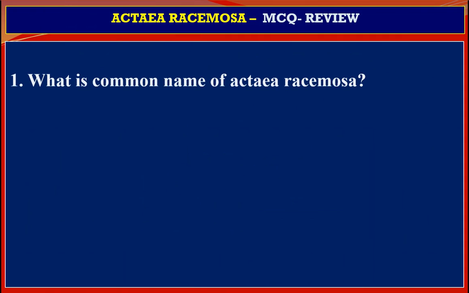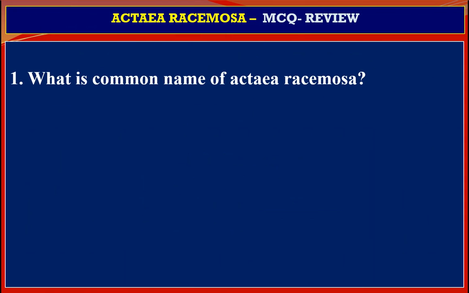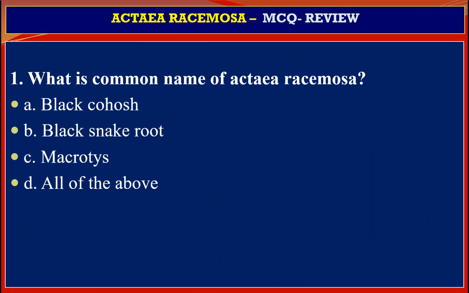The first MCQ is, what is the common name of Actaea racemosa? Variables are A. Black cohosh, B. Black snake root, C. Macrotys, and D. All of above. Answer is D. All of above.